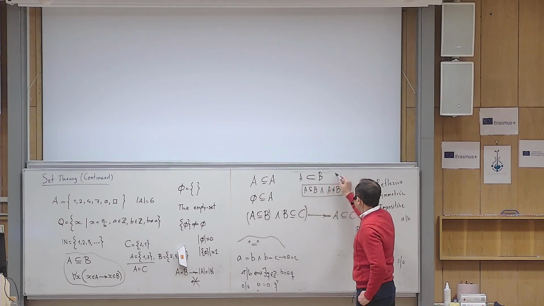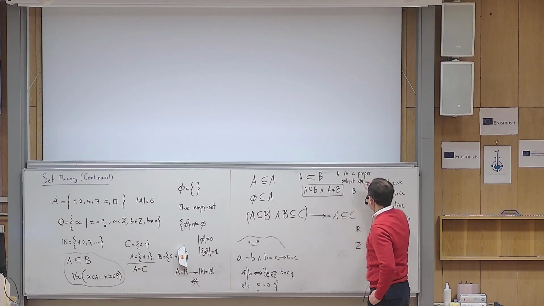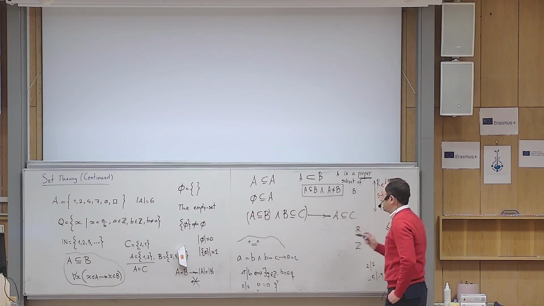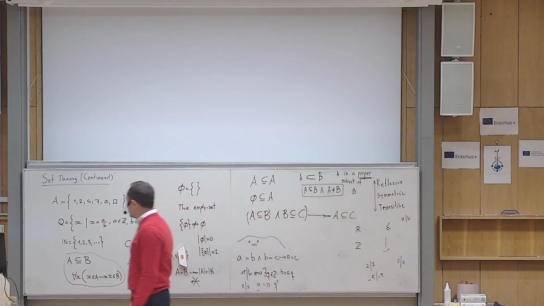And in that case, we say that A is a proper, I think this word is in the book, a proper subset of B. And this is the word I want you to know. If a set is a subset of another set but not equal to it, we call it a proper subset.